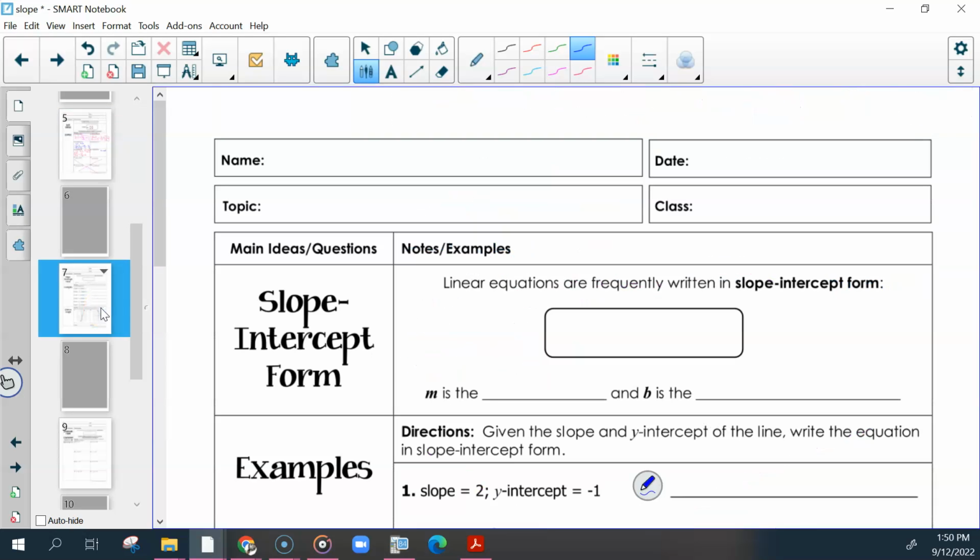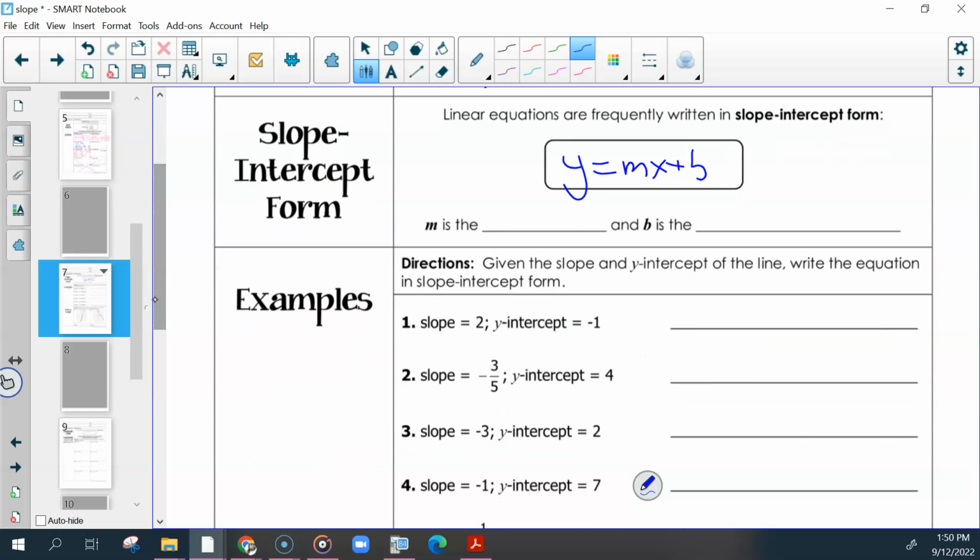Does anyone know what the slope-intercept form is? Y equals mx plus b. Yes. Y equals mx plus b, where m we know is the slope. Do we know what b is? Intercept, the y-intercept.